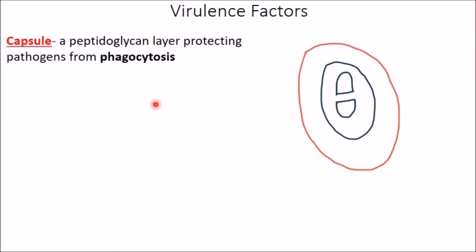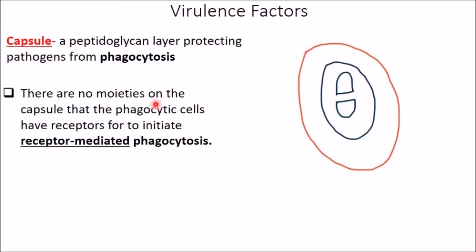Capsule. A capsule is the peptidoglycan layer that protects pathogens from phagocytosis. How it does that is that phagocytosis is receptor mediated. You need a receptor to bind to a moiety on the thing you want to phagocytose. Binding of the receptor initiates second messenger signaling pathways that ultimately lead to the engulfment of a pathogen. If you don't have a ligand to bind, you can't get receptor-mediated phagocytosis, because there are no moieties for the phagocytic cells to recognize.